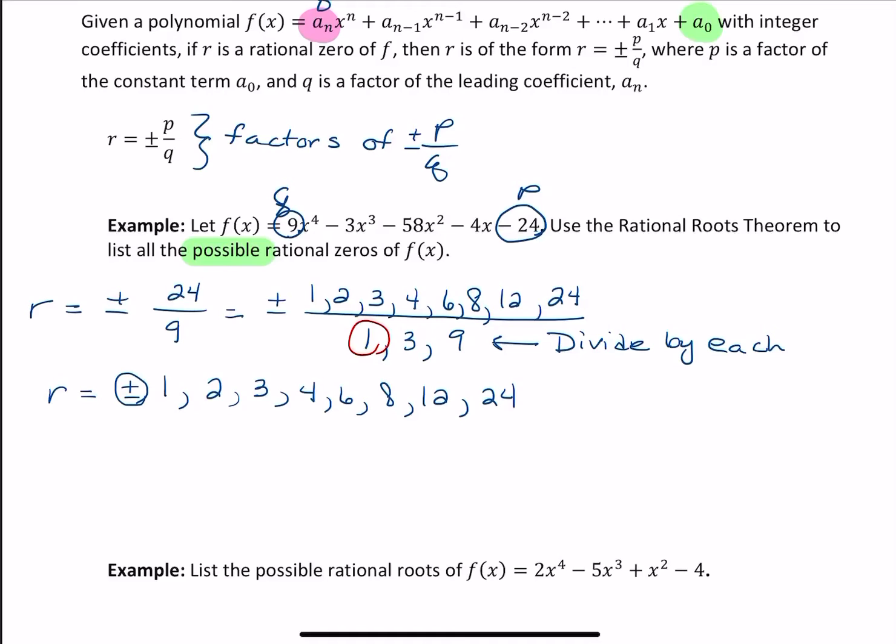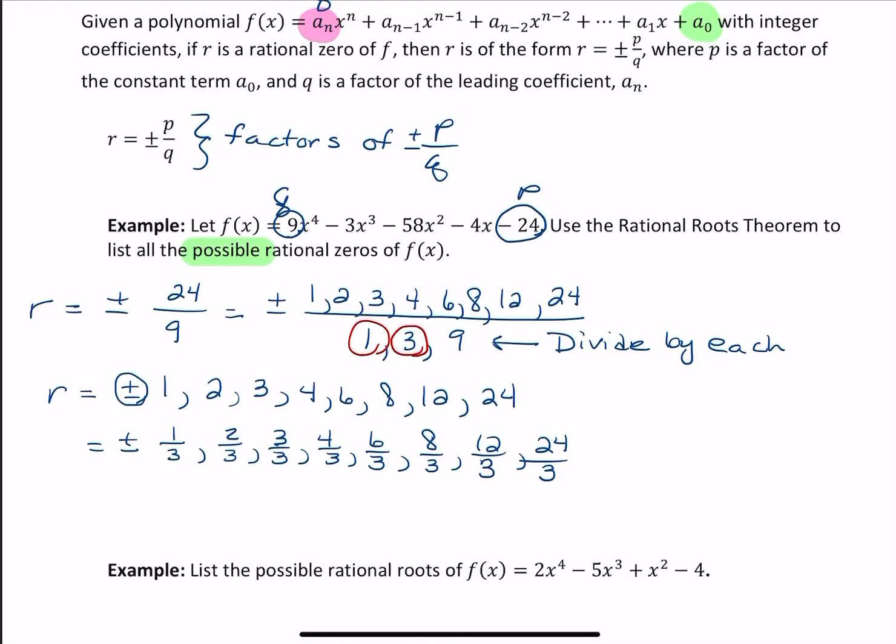Then you move over to the next number in the denominator and divide each number by that number. So I've got plus or minus 1/3, oh sorry, not 1/2, 1/3, 2/3, 3/3, 4/3, 6/3, 8/3, 12/3, and 24/3.